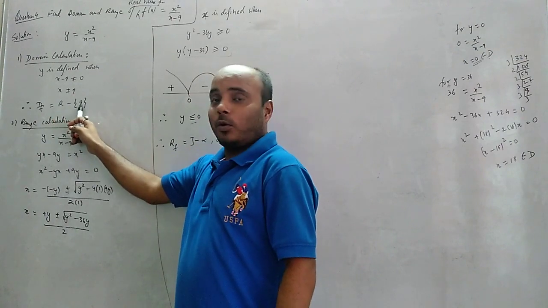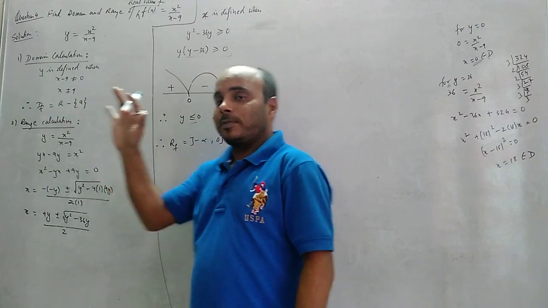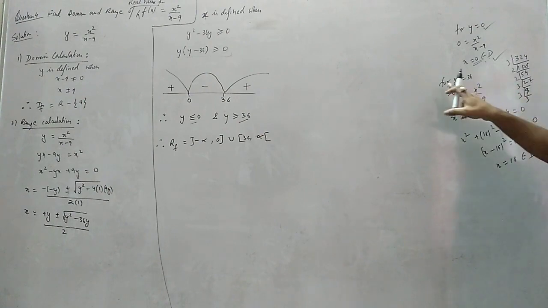Yes, डोमेन में रियल नंबर है ना. सिर्फ 9 नहीं आ सकता. Only 9 cannot be there in domain. 0 तो आ सकता है. All real numbers can come except 9. So 0 belongs to domain. That means y equals to 0 होगा. I'm confirmed. Next, y equals to 36.